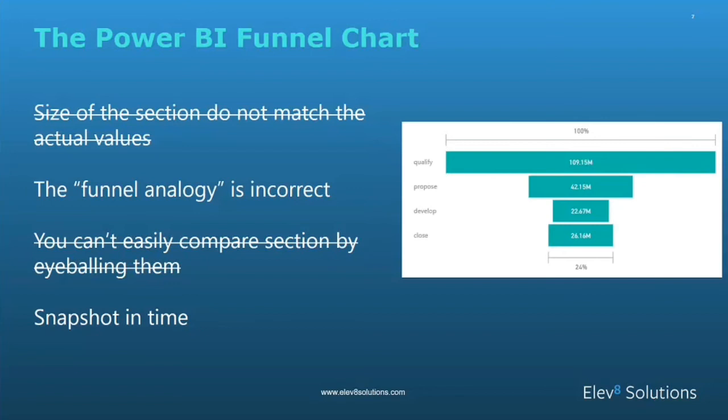However, the funnel analogy is still incorrect, and it's still just a snapshot in time. And if we look closely here at the labels on this specific chart, it says qualify, propose, develop, close. We can see that the list here is actually sorted alphabetically instead of by the stage numbers, so that could also be a potential issue.